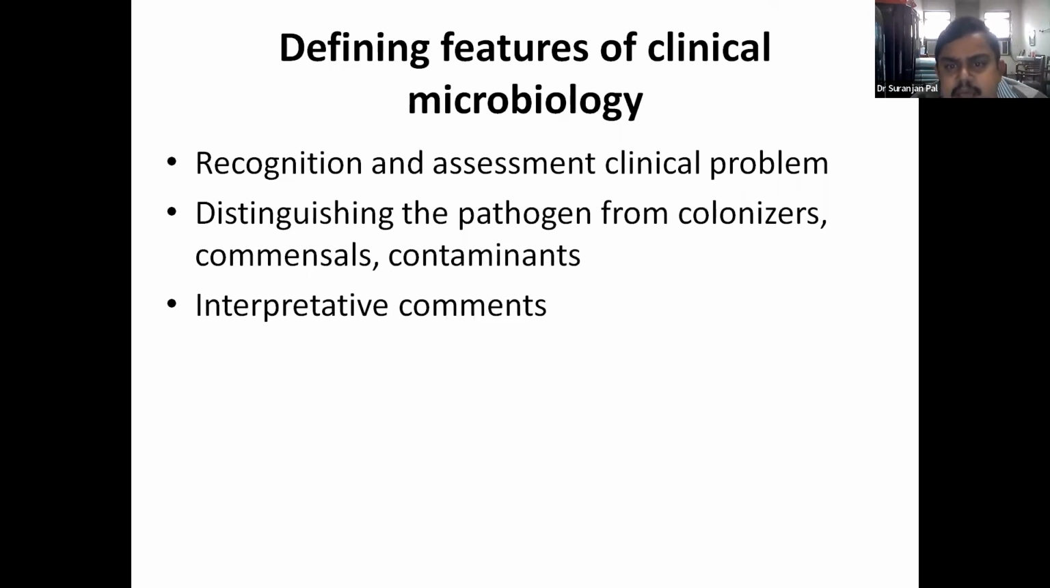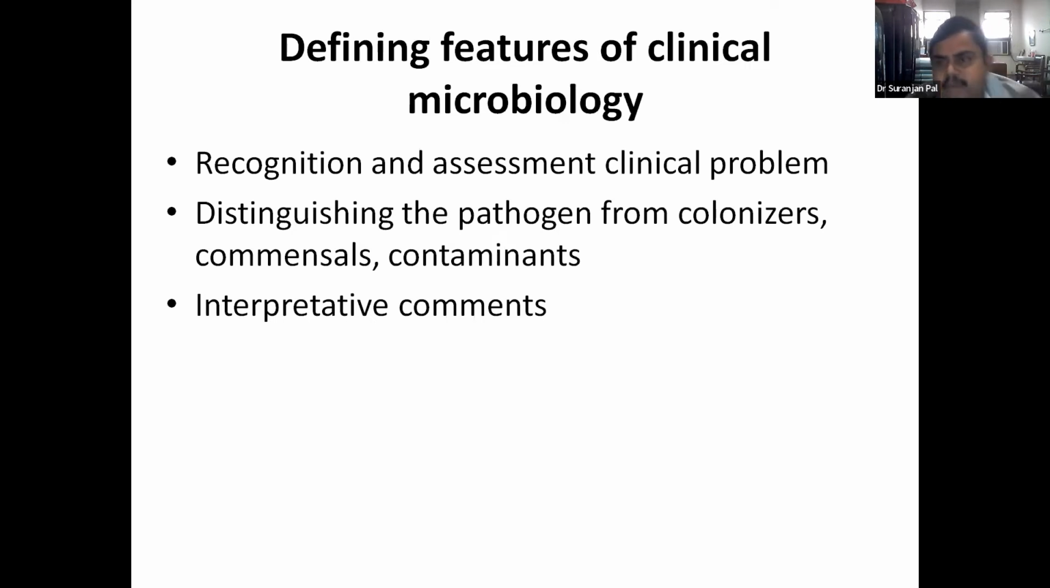Distinguishing the pathogen from colonizer, commensal, and contaminants. So if we do not have any idea of what samples we should take from a patient, or what organisms to expect from different clinical sites, we are not able to distinguish pathogen from colonizer. This is the basis of clinical microbiology.